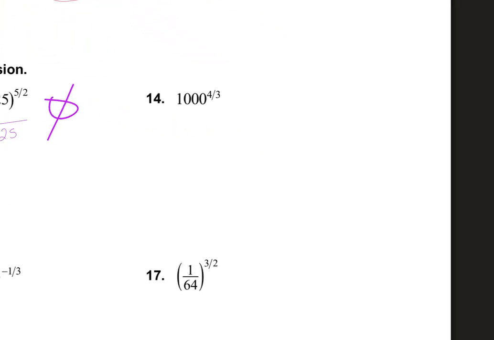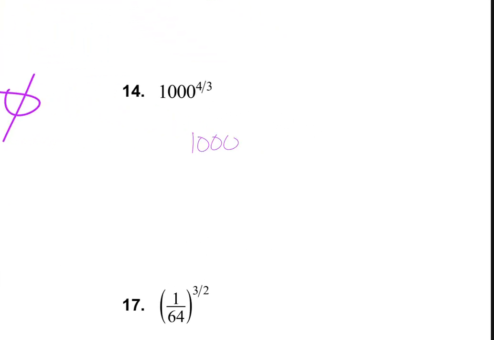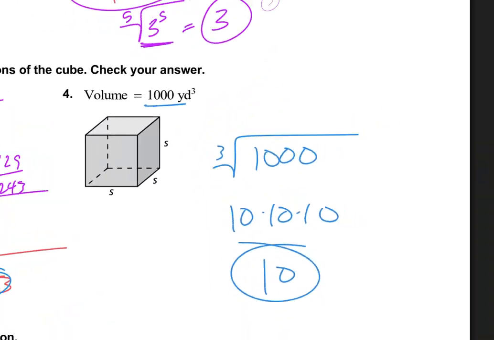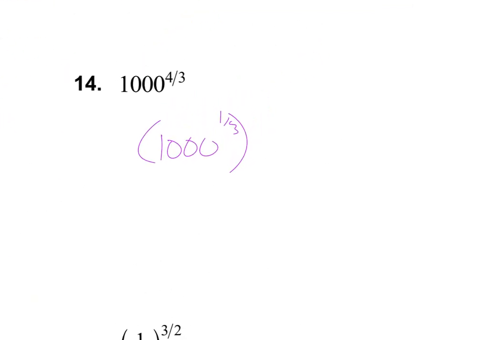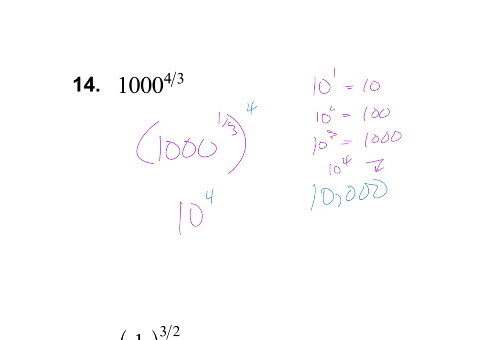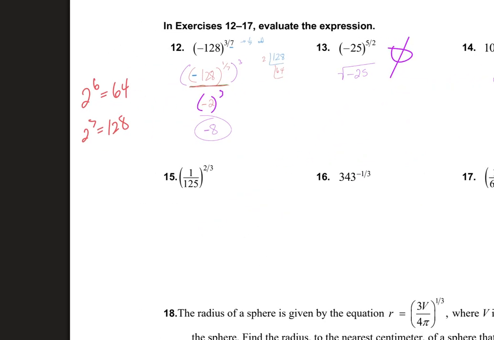Okay, number 14. We have 1,000 to the 1/3 power. We did that right here with this cube, and it was 10. So 10, I'm kind of going a little bit ahead of myself and not even dealing with the 4 yet, but it's 10 to the 4th. Well, guess what? That's 10,000. Here, 10 to the first power is 10, 10 to the second power is 100, 10 to the third power is 1,000, 10 to the fourth, 10,000. Done. Slide over here.